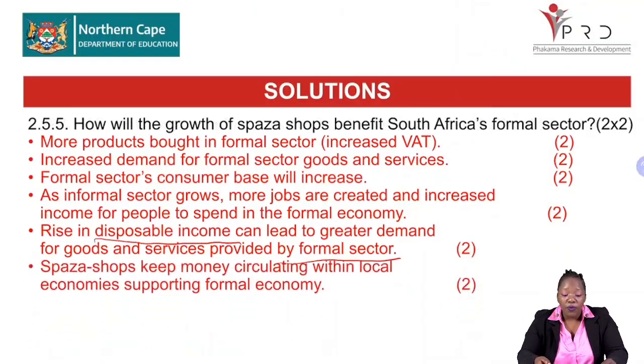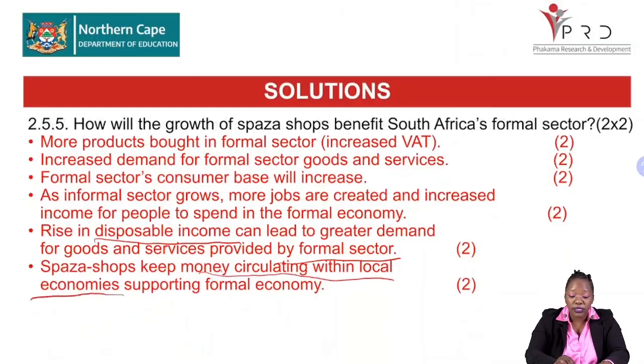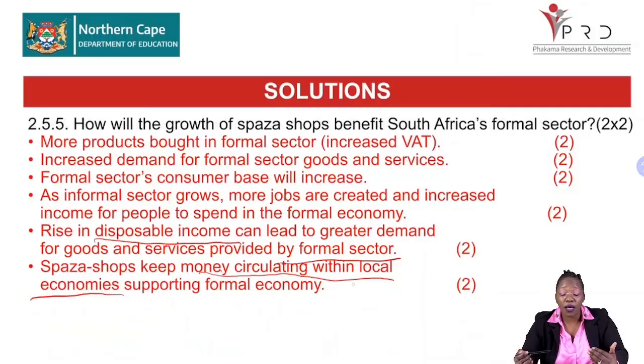Then, lastly, we're looking at the spaza shops, which can keep money circulating within the local economies. So at this point, they keep money circulating in the local communities. Remember, in those communities, they have the formal businesses where they are ordering their goods. So it means they are able to circulate money within the local area.